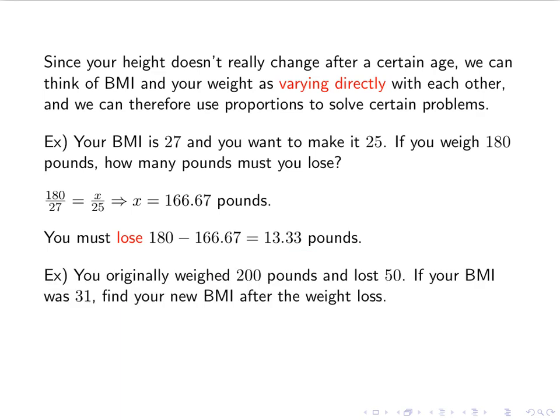Let's try another one. You originally weighed 200 pounds and then lost 50. If your BMI was 31, find your new BMI after the weight loss. Okay, so again, I'm going to use the proportion, but now I'm looking for BMI, so I'm going to put the BMI on top.